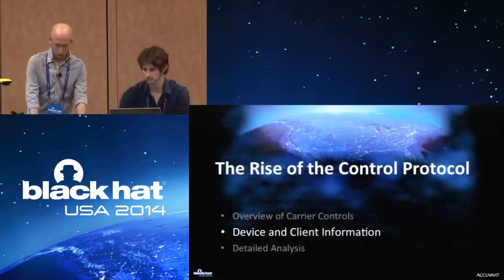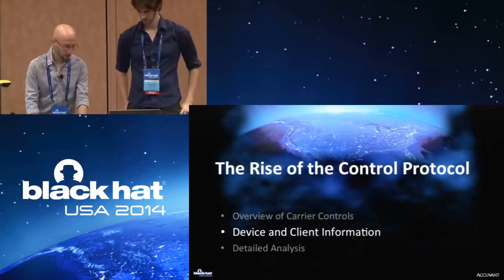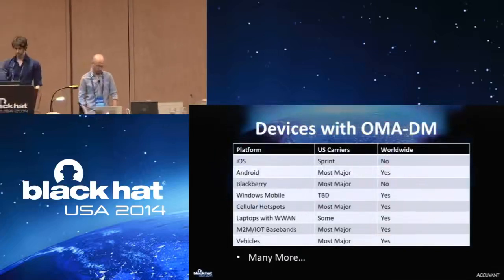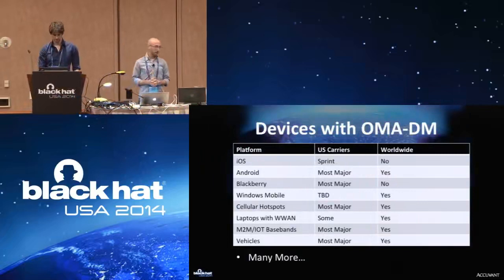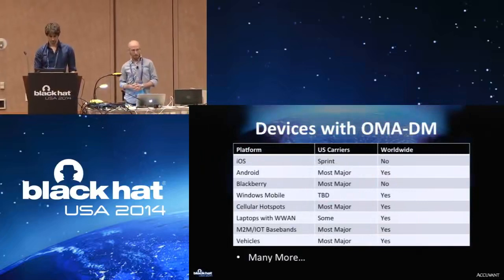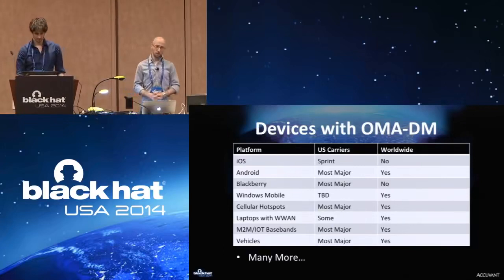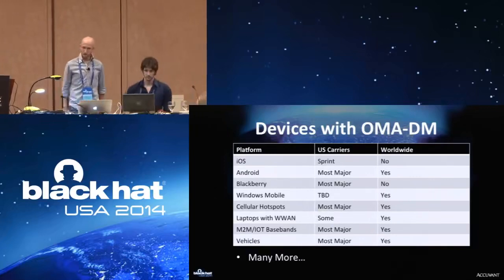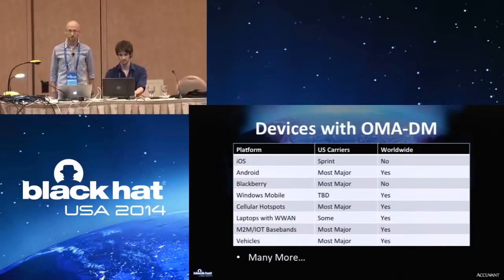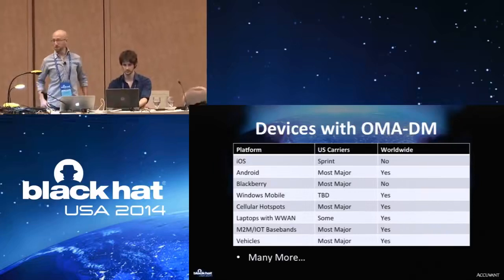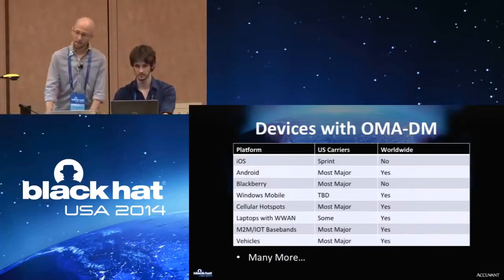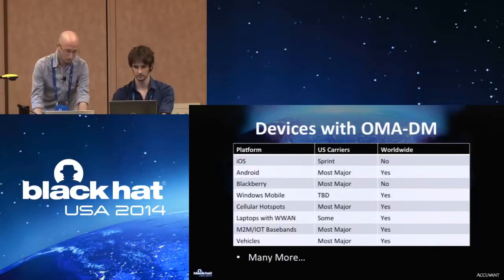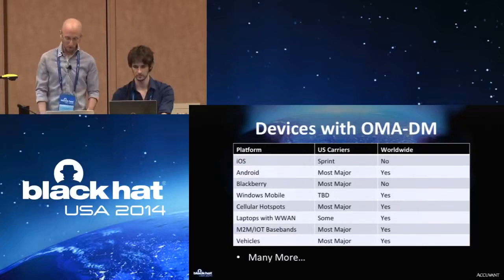So we're going to go into a little bit on device and client information. Current devices with OMA-DM that we have found: iOS has it on Sprint only. Android, in the US, most major carriers. We can guarantee 3 out of 4 usually have it. So if any of y'all have a major carrier device, please make sure it is turned off. We are running live base stations. BlackBerry, Windows Mobile, we'll talk a little bit about that later.